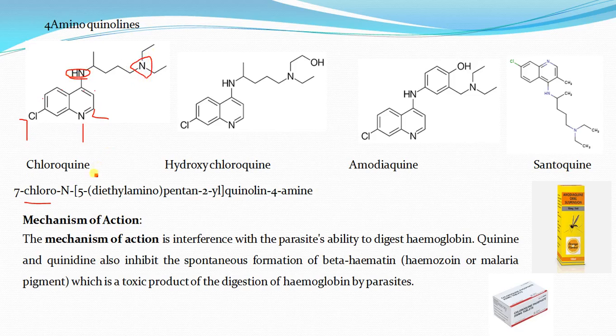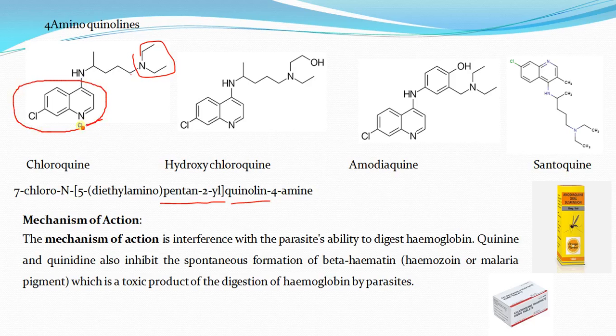When we consider this N, that is 5-diethylamino, isn't it? So 5 means what? 1, 2, 3, 4, 5. This is diethyl, this is diethylamino, at the fifth position of the carbon. This is pentane, meaning 1, 2, 3, 4, 5. Pentane, quinoline, 4-amine. This is quinoline, and the fourth position is amine. This is the IUPAC name of chloroquine.